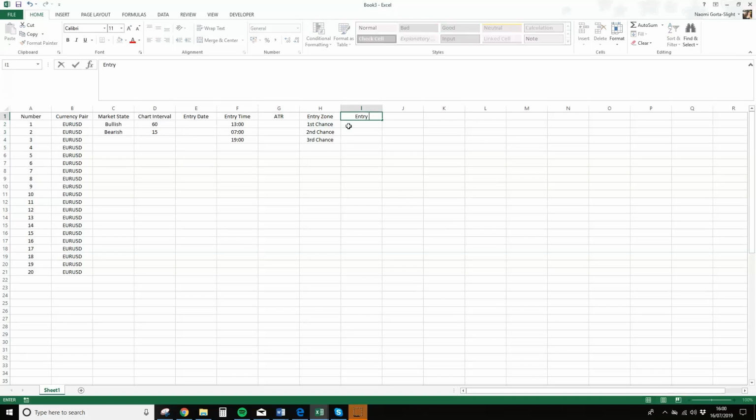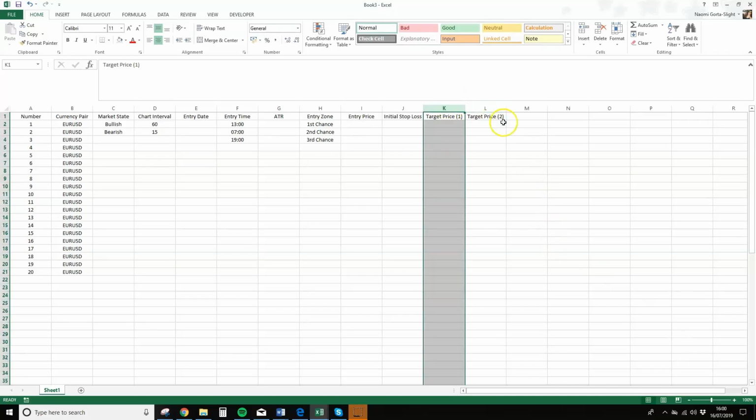And then entry price, self-explanatory, price you enter at, initial stop loss, target price 1, and then target price 2. Now, I know some of you are thinking, oh yeah, target price 1, and then target price 2, which is an extended target. No, that is not what I'm talking about in this, for me personally. Here, where it says target price brackets 2, this is going to be the same as this.